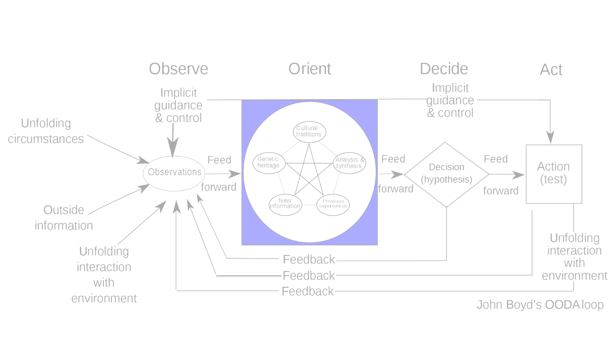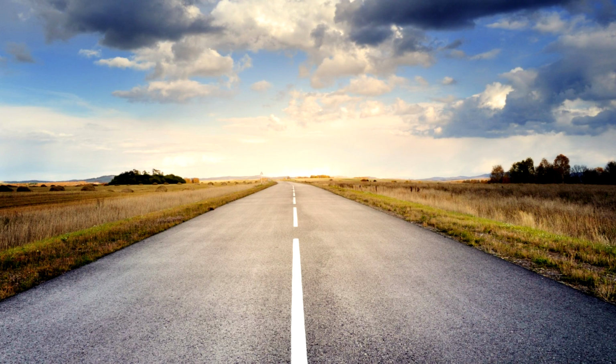OODA simply stands for Observe, Orient, Decide, Act. And we can easily explain that by thinking about crossing a road. First, you observe. You look to see if there are any cars coming. Let's say that there aren't. Now you can orient yourself. You can process your observations to understand that no cars means it's safe to cross the road.